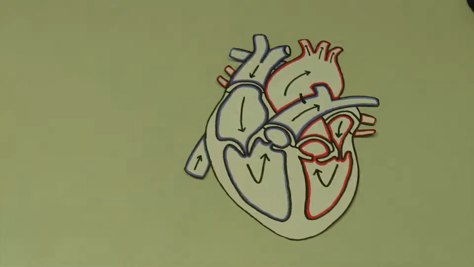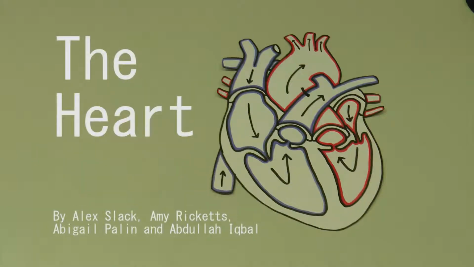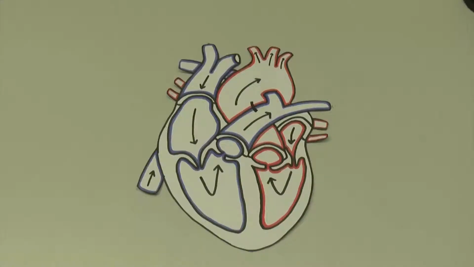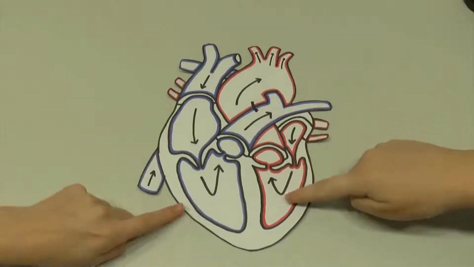In today's revision session, we're going to be focusing on the heart. Let's first start with some basic anatomy. Here is a diagram of the heart. You can see the left and the right atrium and ventricles.